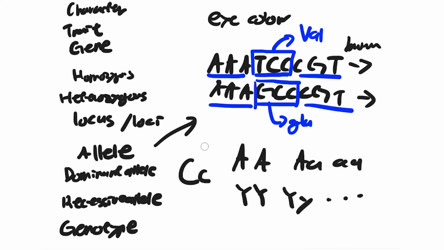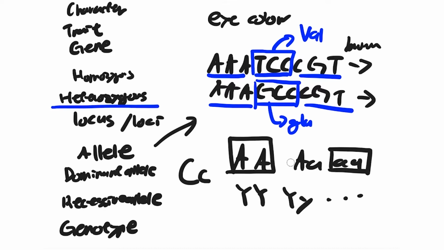people might be really confused. Okay, so when we talk about homozygous, it means that the two alleles we're going to have are going to be the same. So for example, in this case, big A and big A is going to be homozygous. And in the case of heterozygous, it means that the two alleles this person has are going to be different.